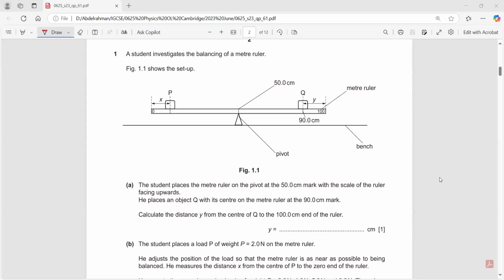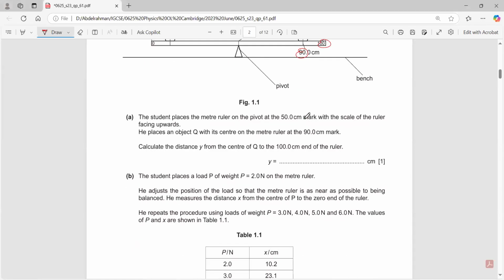Can I find the distance y from the center to the 100 centimeter end? This is quite obvious because this is at 90 and the end is at 100. So the distance would be 100 minus 90, which is 10 centimeters.